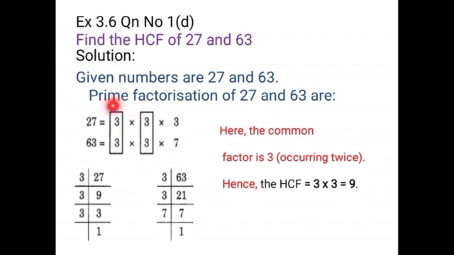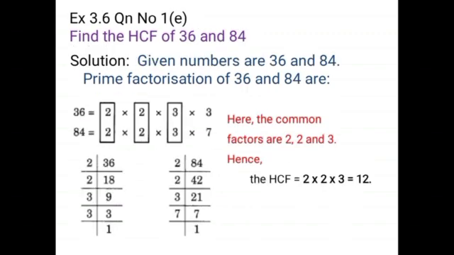Now identify the common prime factors. Here the common prime factors are 3 and 3, that means 3 occurring twice. So the HCF of the given numbers is 3 multiplied by 3, which gives 9.